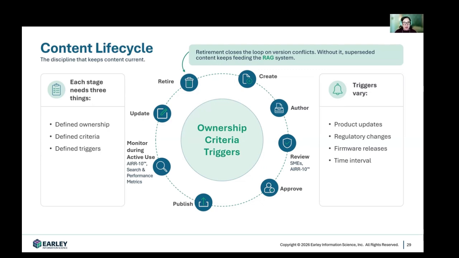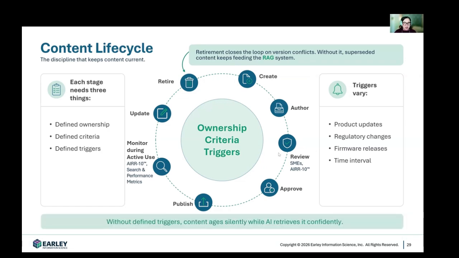And then I wanted to comment on retirement, because retirement closes the loop on the version conflicts from the failures we saw earlier. Without it, superseded content keeps feeding the RAG system, and that's where you can get that failure point again. So again, you need these triggers, right? Because the triggers are causing something to happen.